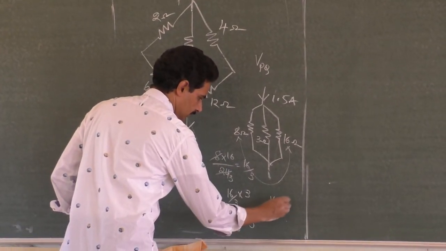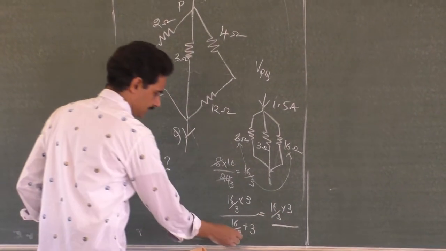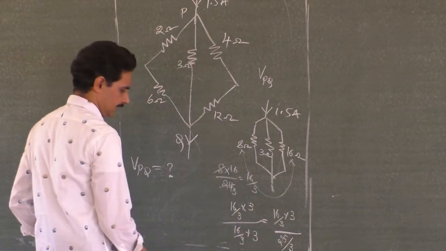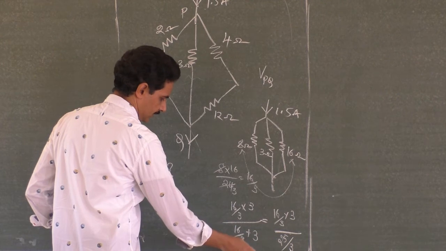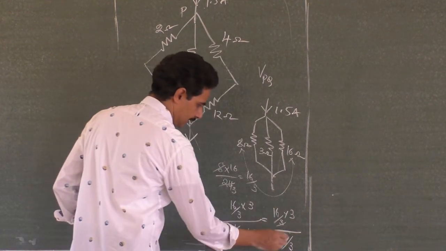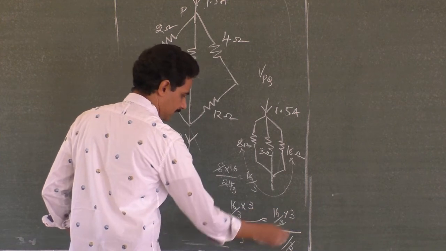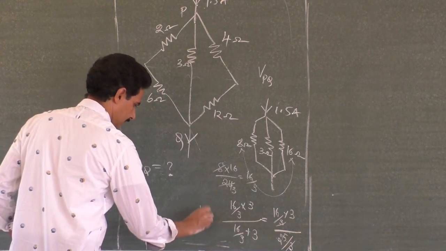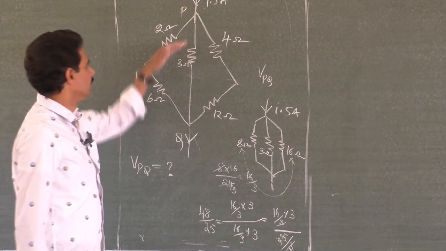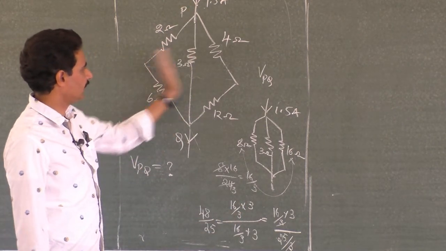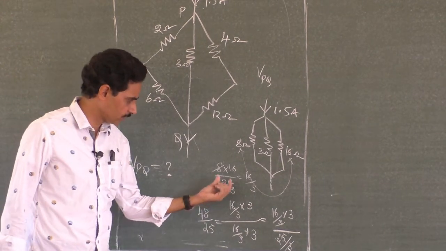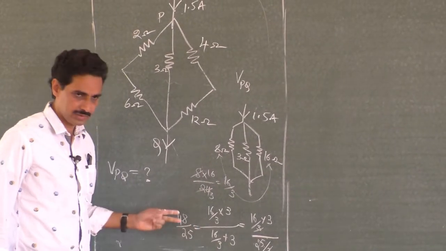16 by 3 into 3 divided by, what is this? 16 by 3 plus 3 is 9, 25 by 3. Am I right? 25 by 3. Yes, 3 ones are 3, 3 threes are 9, so 25 by 3. So the 3 gets cancelled. So what is remaining? 48 by 25. So 48 by 25 is the equivalent resistance. Am I right? This one is series and all the three are parallel. Once it is 48 by 25, see, here we have used R1 R2 by R1 plus R2, so you need not invert it again.